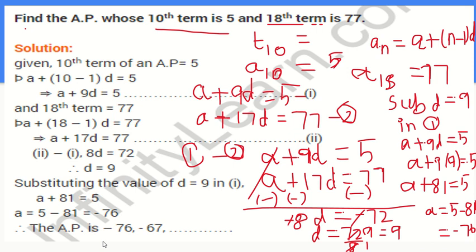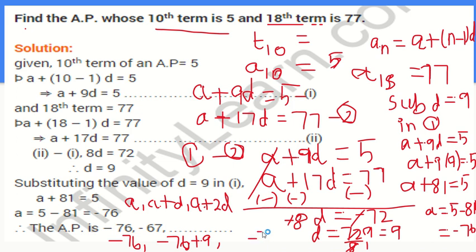So to form an AP, what is the first term we got? We got A, right? What is the first term? Minus 76. What is the second term? It's A plus D. Right? Minus 76 plus 9. We learned that in the previous lesson, the general form of an AP: A, A plus D, A plus 2D, like that it goes on up to A plus N minus 1 into D. This is the general form of an AP. So minus 76 plus 9 gives you minus 67.